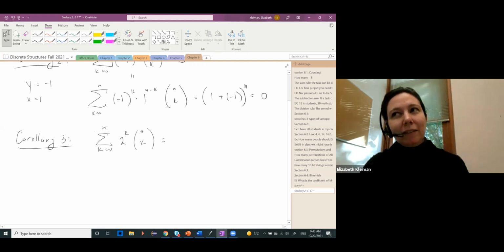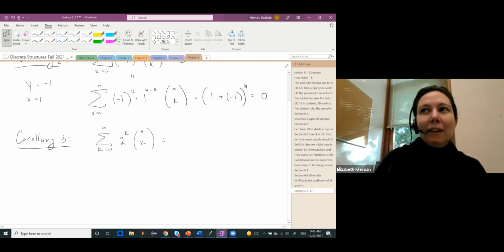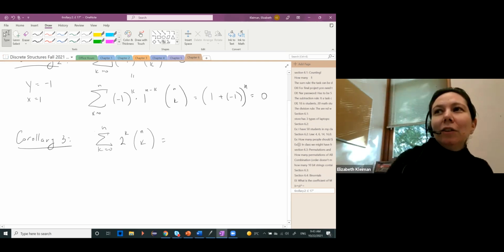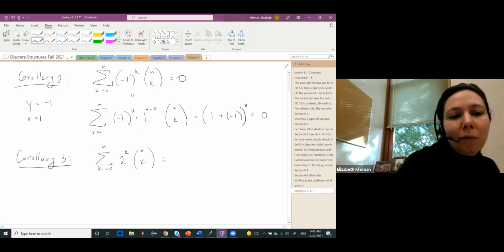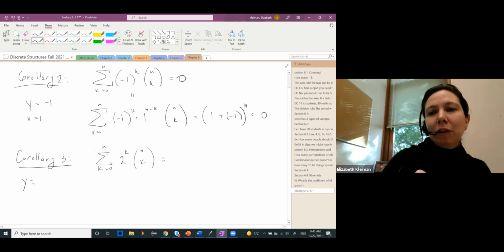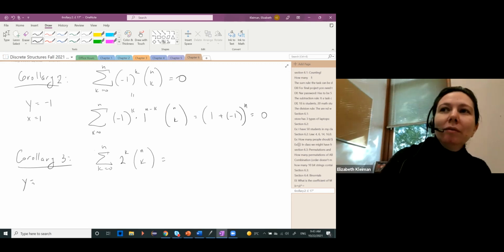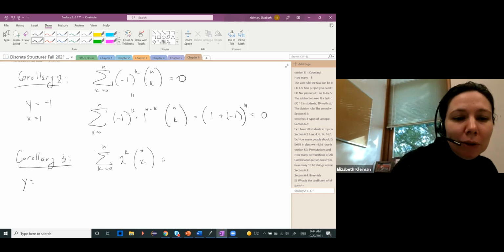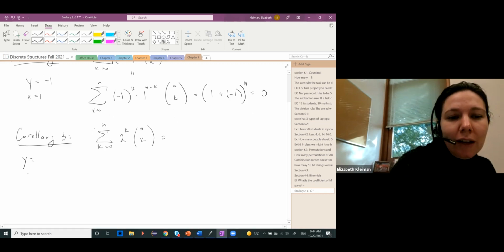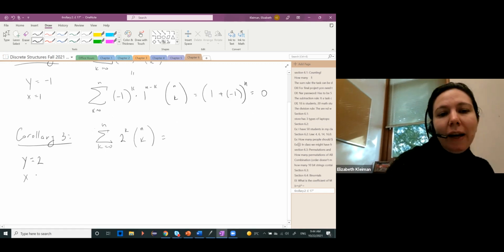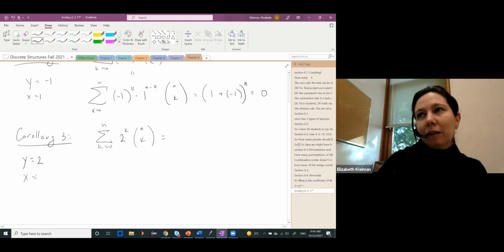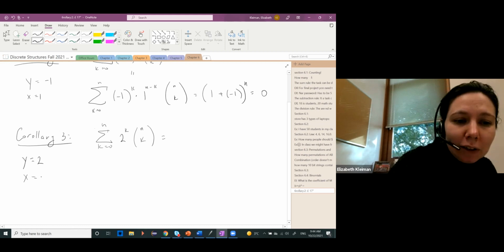Well, here, Trevor is suggesting we're going to have y is equal to what? Y is easy because it's already here, correct? Because we have 2 to the power k, right? So what is my y? My y must be 2, correct. Now the question is, what is my x? X is 1, correct? Because it's missing.